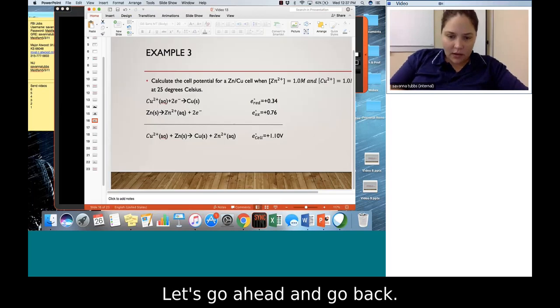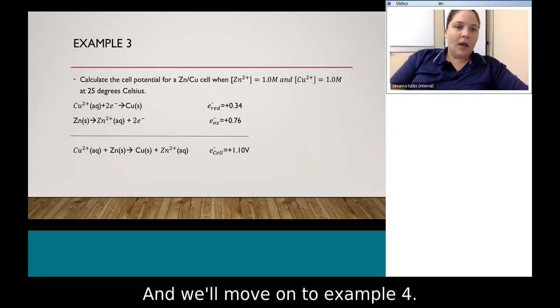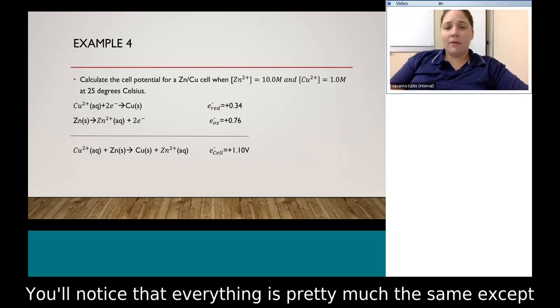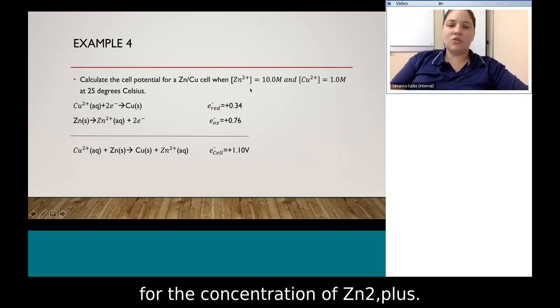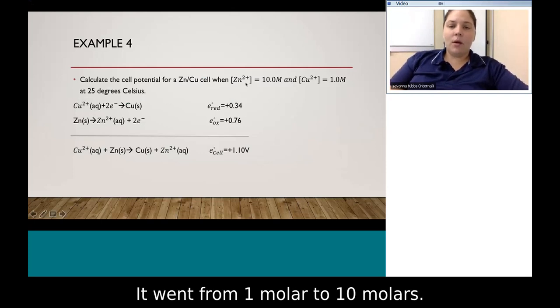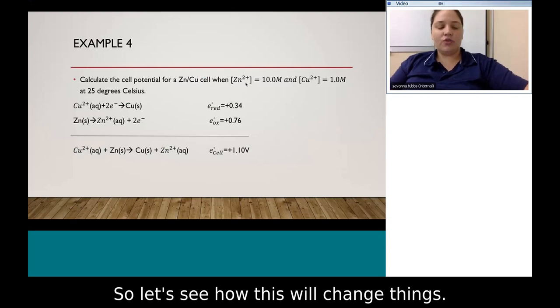Okay, let's go ahead and go back, and we'll move on to example 4. You'll notice that everything is pretty much the same except for the concentration of Zn2+. It went from 1 molar to 10 molar. So let's see how this will change things.